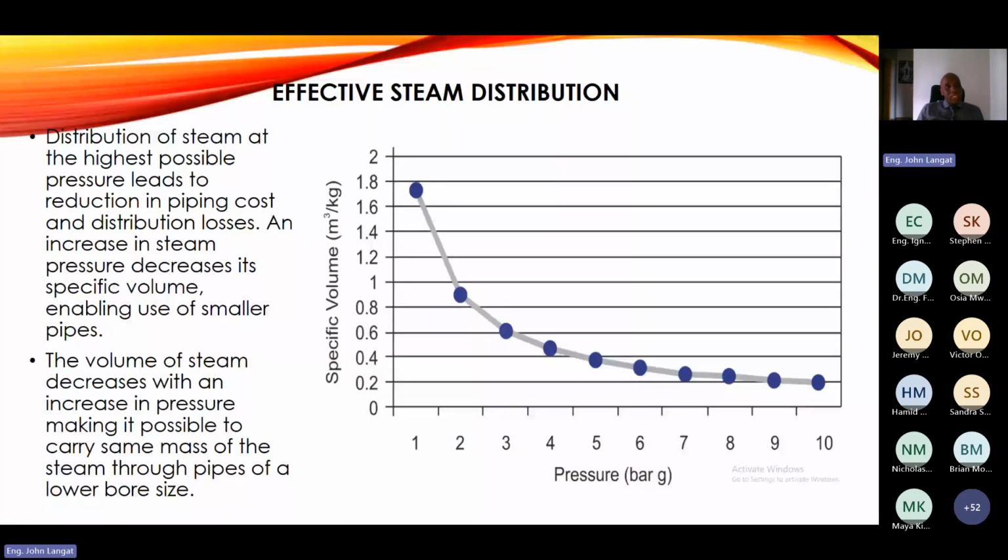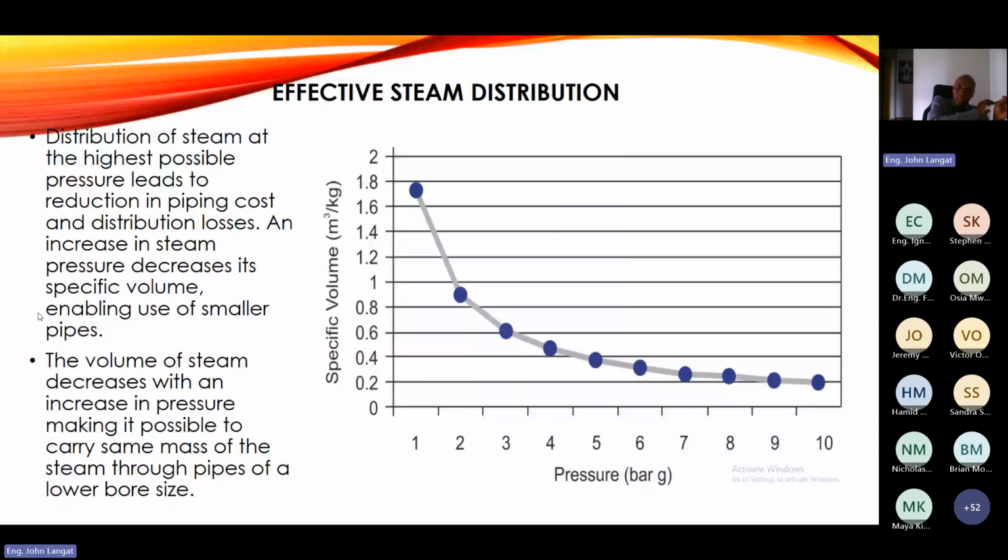The other thing that you need to know about steam distribution is that steam is distributed at high pressure, as I mentioned. This leads to reduction in piping costs and distribution losses. An increase in steam pressure decreases its specific volume, enabling use of smaller pipes. I think that's self-explanatory. The volume of steam decreases with increased pressure, making it possible to carry the same mass of steam through smaller pipes. That's what I was explaining.